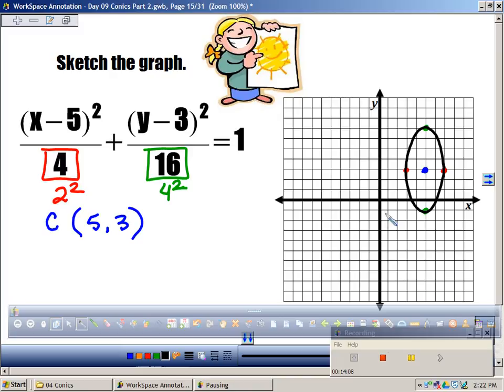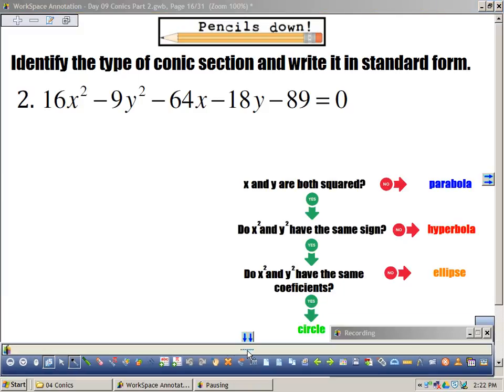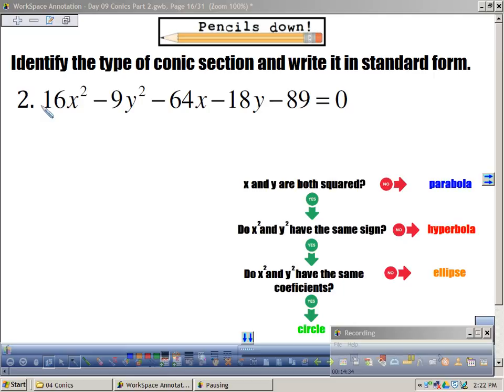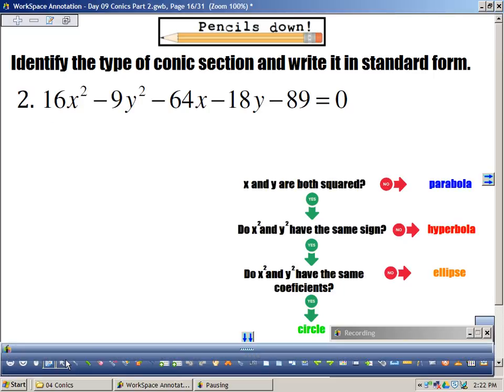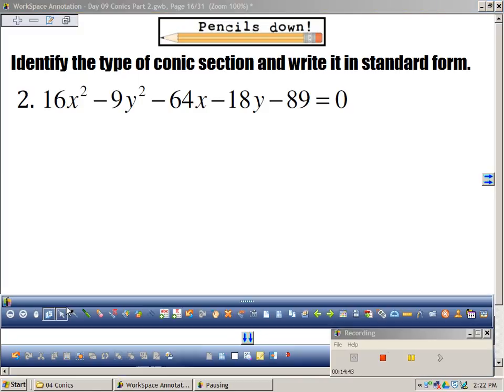Do one more and then have you guys copy it down? Okay, go through the process one more time. So I'm going to ask myself, are both x and y squared? X is squared, y is squared, yes, so it's not a parabola. Do x squared and y squared have the same sign? X is positive, y is negative. They do not have the same sign, therefore it's a hyperbola. You should be able to look at these and tell me what it is just by looking at it.